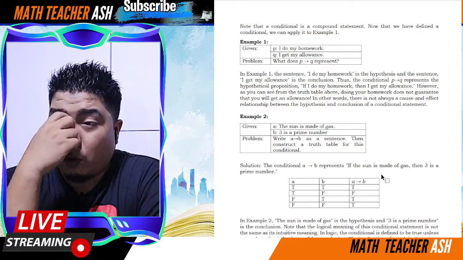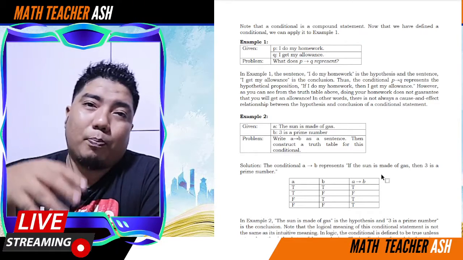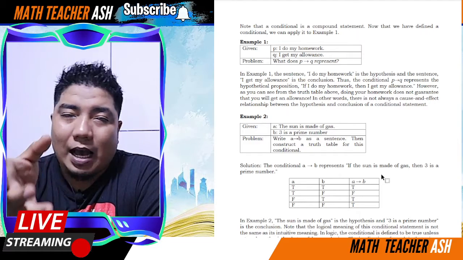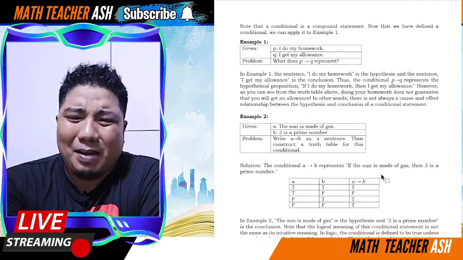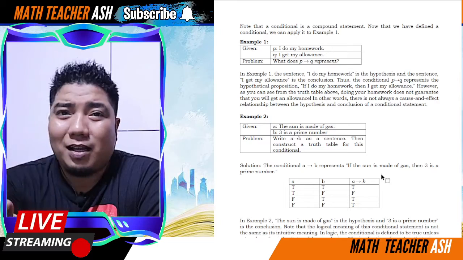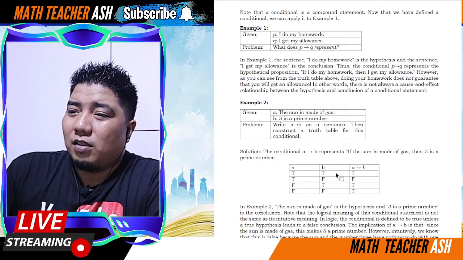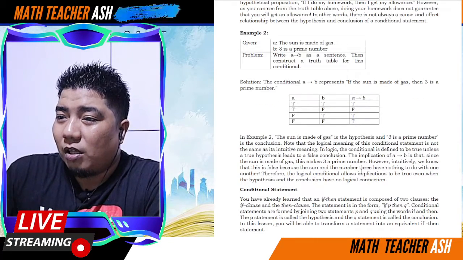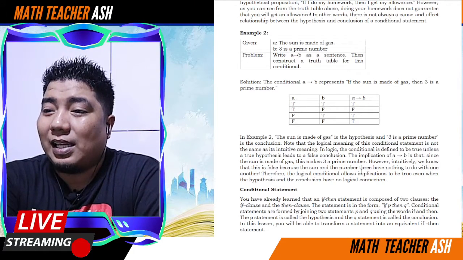Now, these two are both true, right? True at saka true. Pero pag gumawa tayo ng conclusive statement here or hypothetical proposition, we cannot say that if the sun is made of gas, then 3 is a prime number. Alam natin na walang koneksyon ang dalawa. Tama? They stand alone. So, kahit sabihin natin dito, we cannot say na, ito, sabi dito, the logical meaning of this statement is not the same as the intuitive meaning.